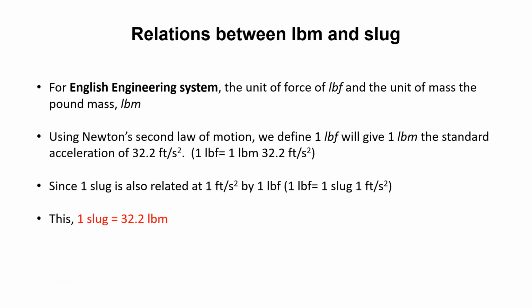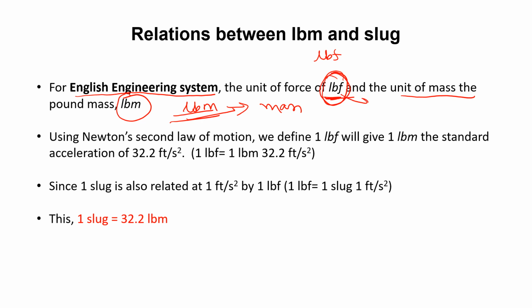So you tend to get confused with the pound force and pound mass. So for the English engineering system, the unit of force is pound force. So you write pound and then F, which is pound force, and the unit of mass is pound mass. Now, how do you relate this pound force with the pound mass? Pound mass relates to the unit of mass, and pound force relates to the unit of force.